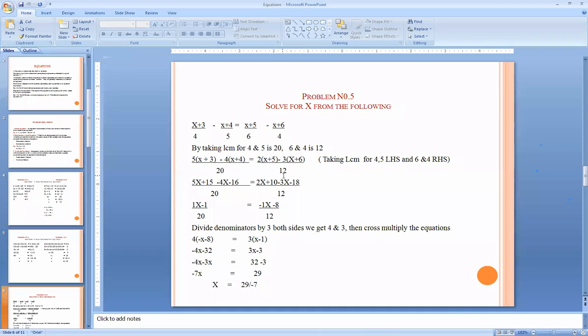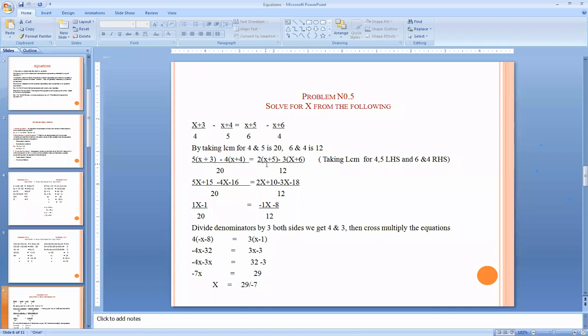On the right hand side, the LCM value is 12. This LCM value has to be divided first by the first fraction's denominator value. The denominator value is 6. When you divide 12 by 6, how many times does it go? 6 2s are 12, right? 2 is the quotient. With that quotient you should multiply the numerator value, that is x plus 5.